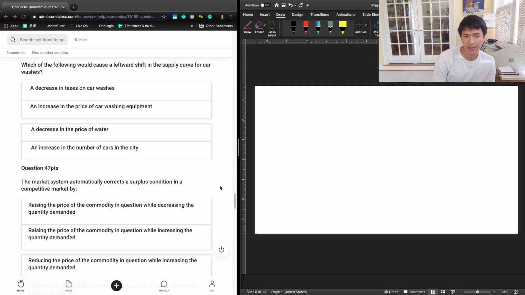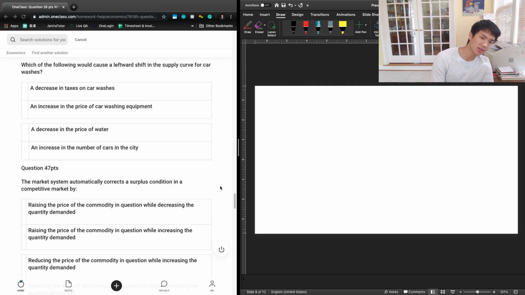So A says a decrease in taxes on car washes. If taxes were to decrease, then the supply curve is going to go to the right, because we're saying that it's now less expensive to produce goods, and therefore we can produce more goods at every price level. So A is not going to be correct.